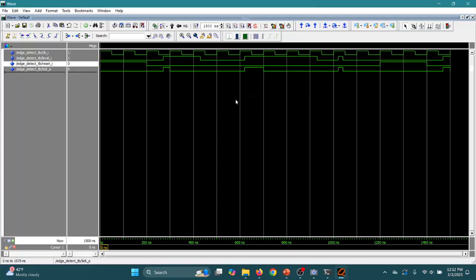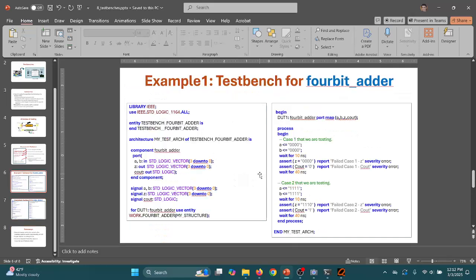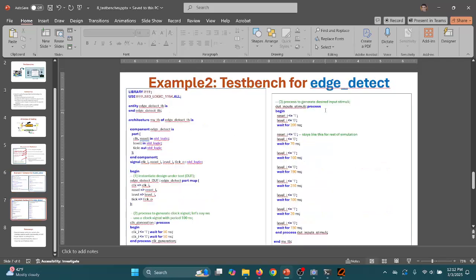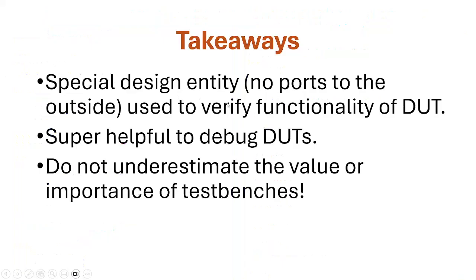That is pretty much it about this edge detection circuit test bench. Going back to my presentation here, long story short, remember for both combinational and sequential circuits, it is really easy to create and describe these test benches. They are really helpful, useful at debugging our design under test.